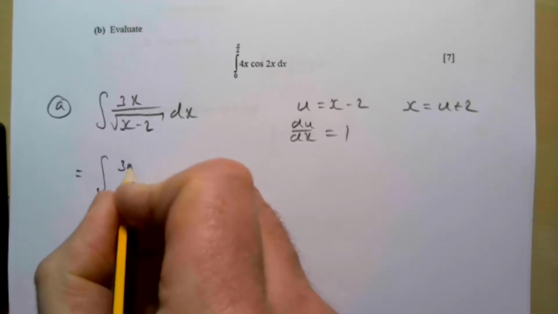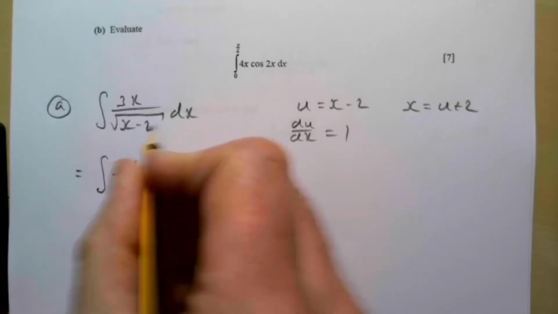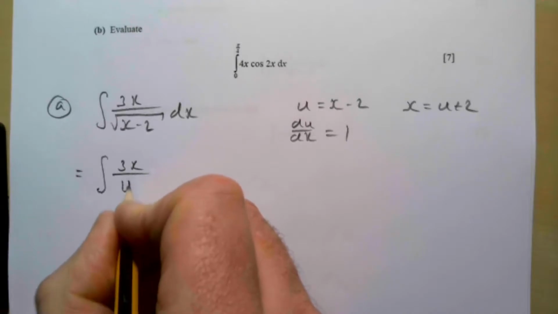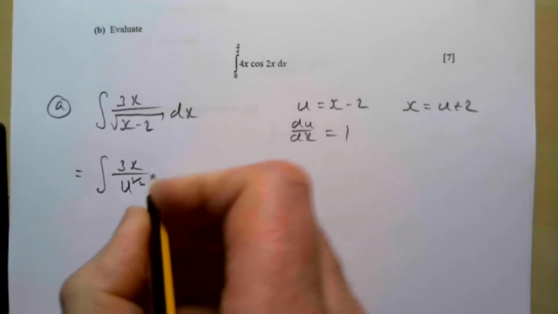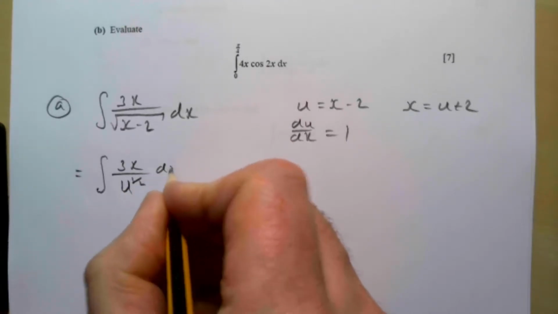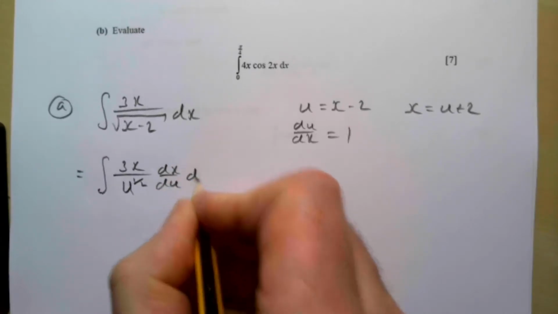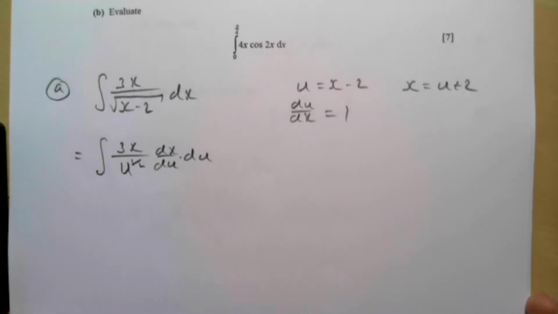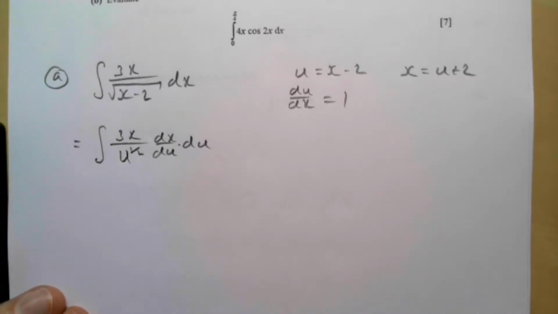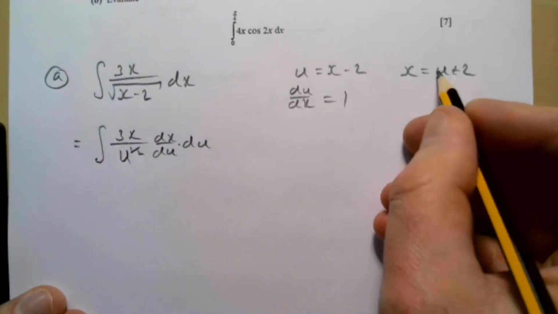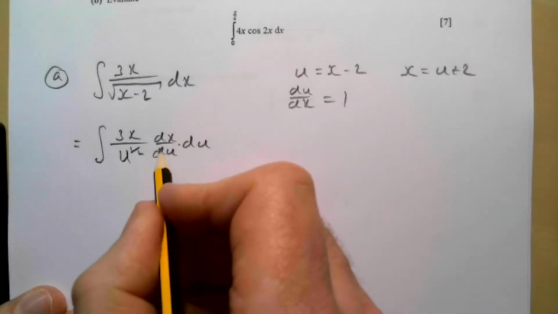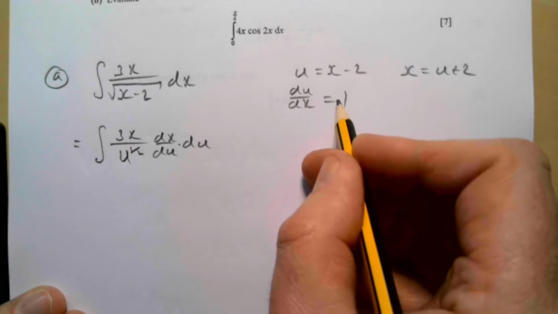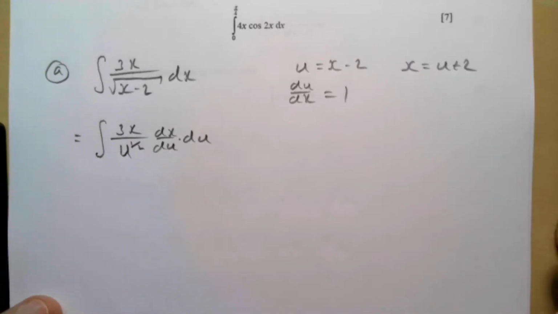So it's 3x all over the x minus 2, so that's going to be the square root of u. I'm going to go ahead and write that as u to the power of a half. Hope that's okay. And then it's going to be dx by du. That's the way we use our substitution formula. So the x we can exchange for a u plus 2. The dx by du is just going to be a 1. You flip that upside down, you still get a 1, and we're good to go. So it's not too bad.